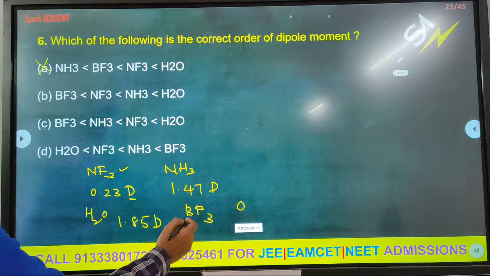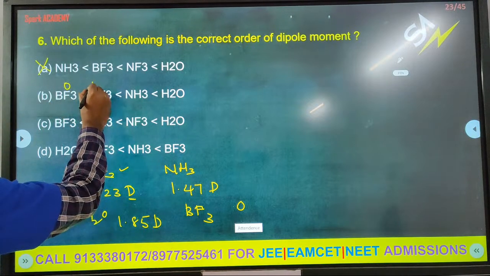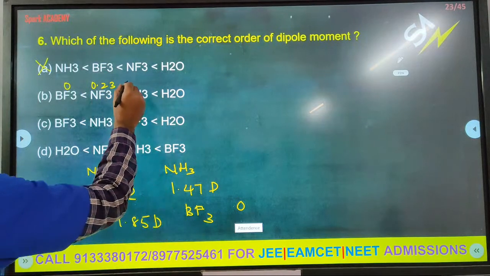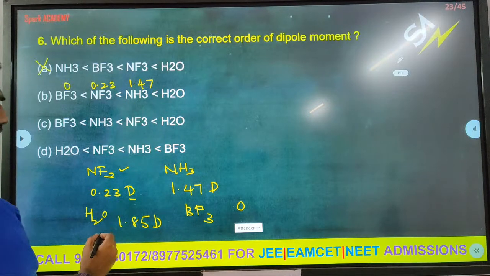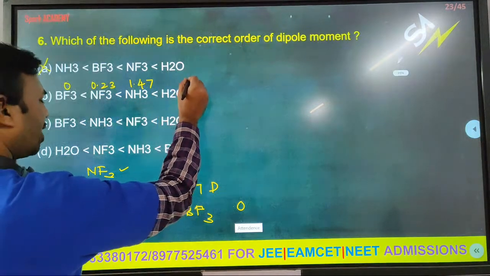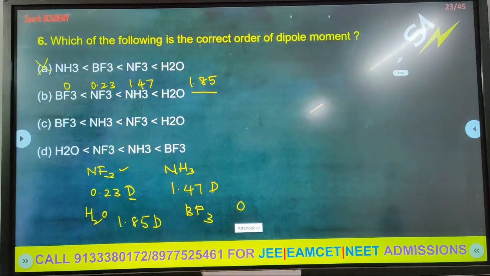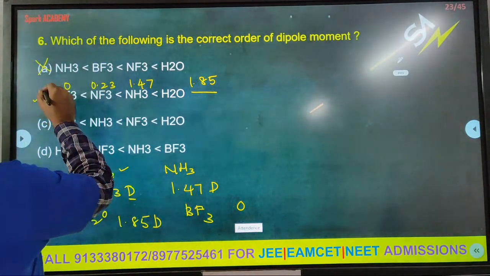BF3 has a dipole moment of 0. NF3 has 0.23 dipole moment. NH3 has 1.47 dipole moment. And the highest dipole moment among these molecules, 1.85, is that of the water molecule. So see here, it is the order of the dipole moment increasing. So what is the answer? Answer is B.